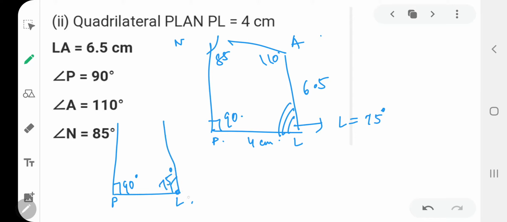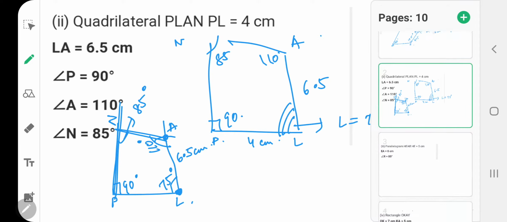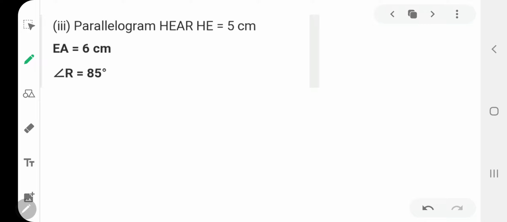Once you got that, on L, put your compass and make an arc of 6.5 centimeter and mark this as A. On A, you have to again put your protractor and mark 110 degree as angle. Wherever it intersects your line from P, mark this as N. And this is your required structure. You have to measure this angle. If it is coming 85 with your protractor, that means your answer is correct. Your construction is perfect. Got my point clear? Shall we jump on to our next?